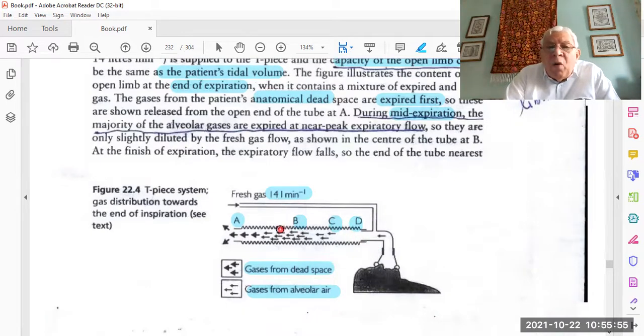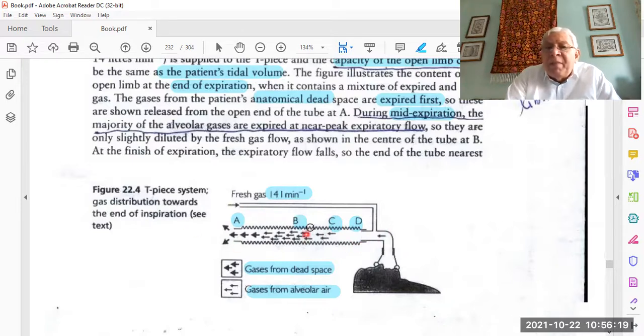Looking at the figure, you see that at A, this is the area where the dead space gas is being passed, and then after that we reach area D at the end of expiration, where most of the expiration has been expelled, and this area contains the fresh gas flow coming from the oxygen source.